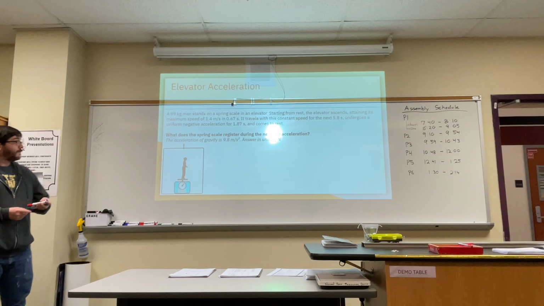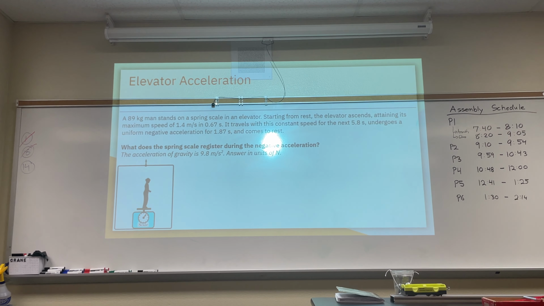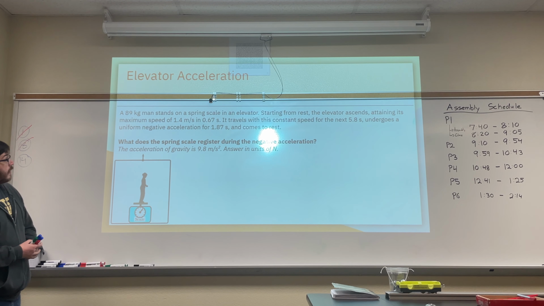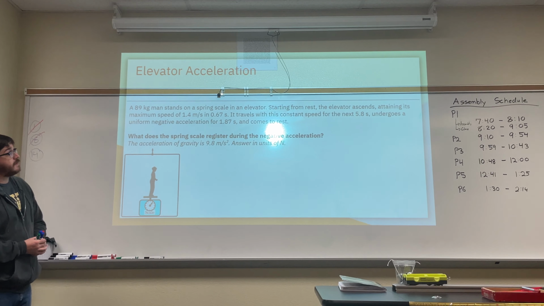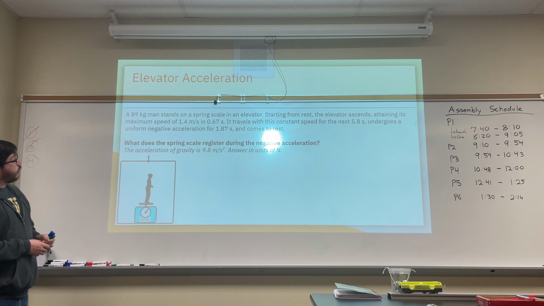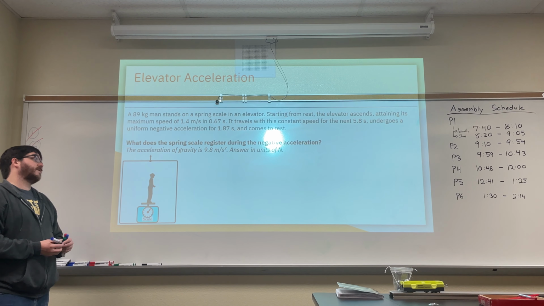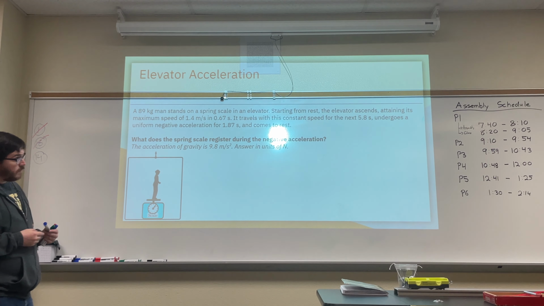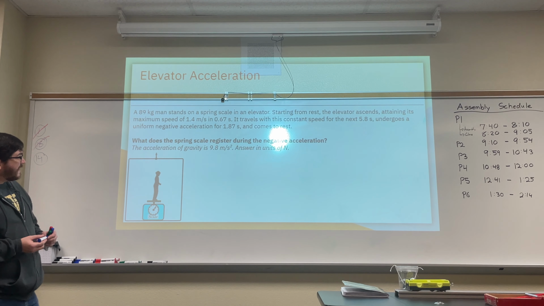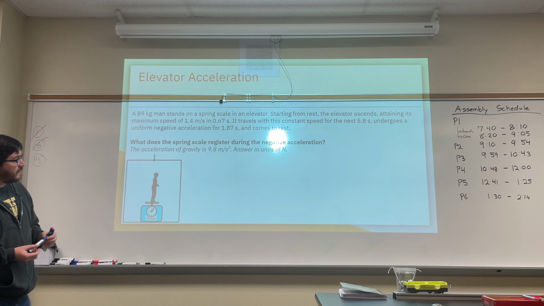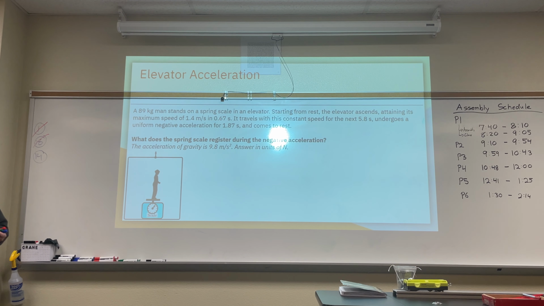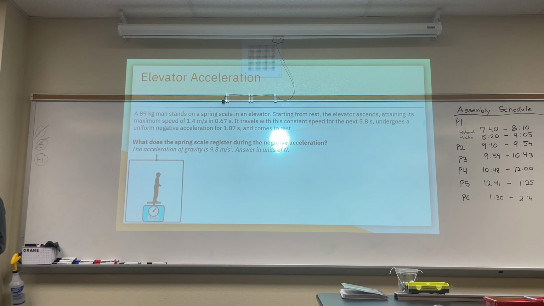An 89 kilogram man stands on a spring scale in an elevator. Starting from rest, the elevator ascends, attaining its maximum speed of 1.4 meters per second in 0.67 seconds. It travels with this constant speed for the next 5.8 seconds, then undergoes a uniform negative acceleration for 1.87 seconds and comes to rest. What does the spring scale register during the negative acceleration?